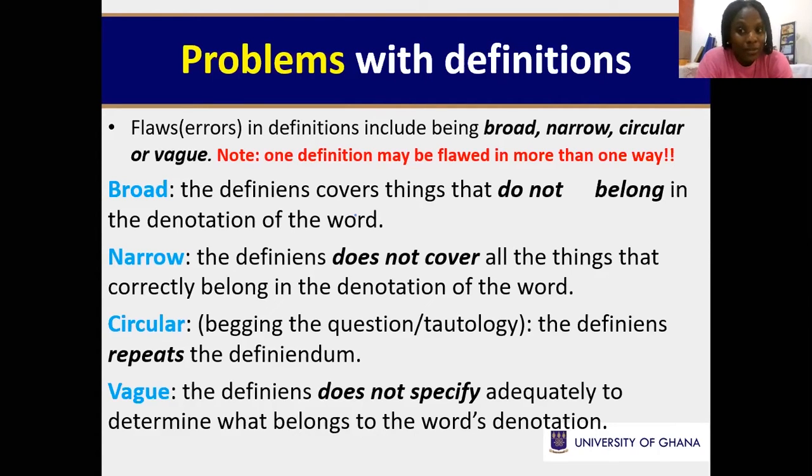Now I can use the terms. If you're not sure, revert to the earlier slides, and then it will be settled. Definitions is the part that gives meaning to your definiendum, your unknown word, okay? So when you have a definition that excludes, that doesn't cover all things that are correctly captured in the definiendum, then we say your definition is narrow.